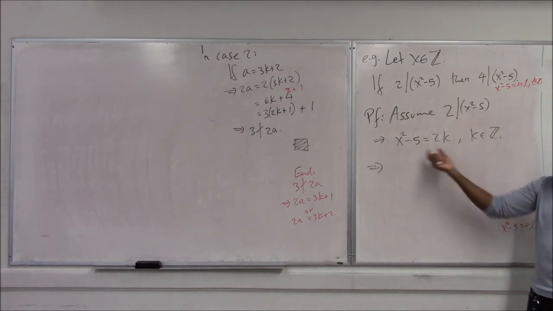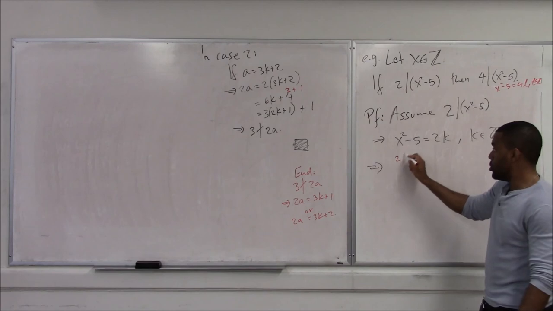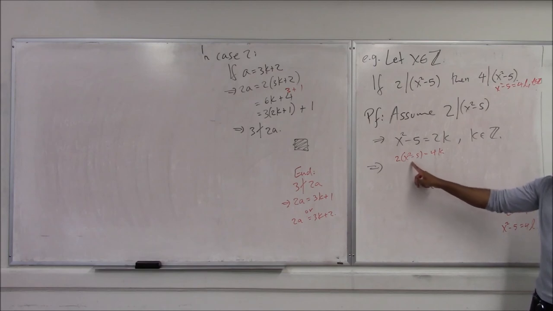So far, I know that x squared minus 5 is equal to 2k, 2 times some integer. Do I know for a fact that I can factor out a 2 out of this integer? How do I know that? Because it's multiplied by 2. What? Because you can factor out a 2 because it's 2k, 2 times an integer. No. Can we just multiply both sides by 2? If I multiply both sides by 2, I would get 2 times (x squared minus 5) equal to 4k. That tells me something about 2 times this, not this.